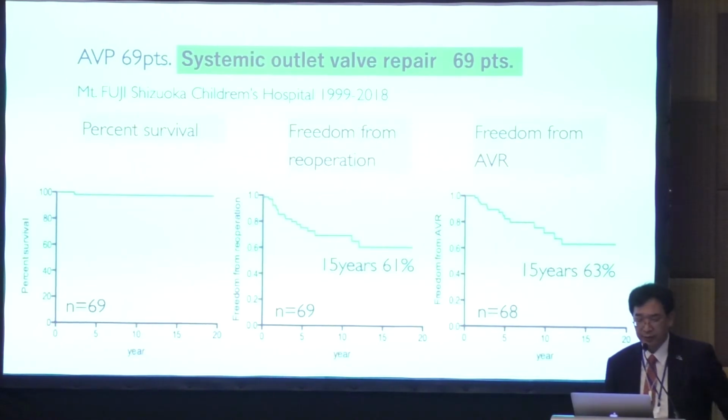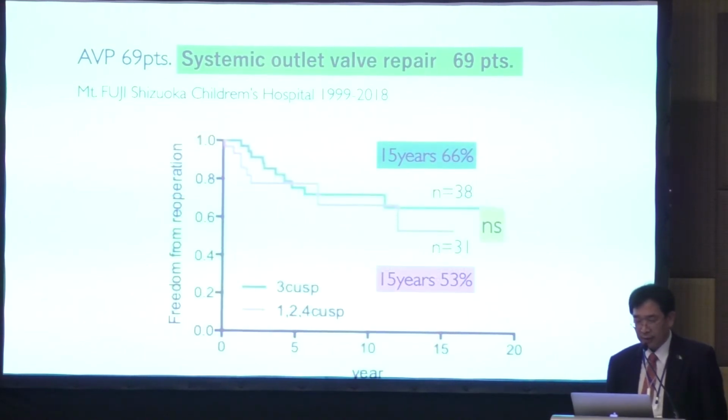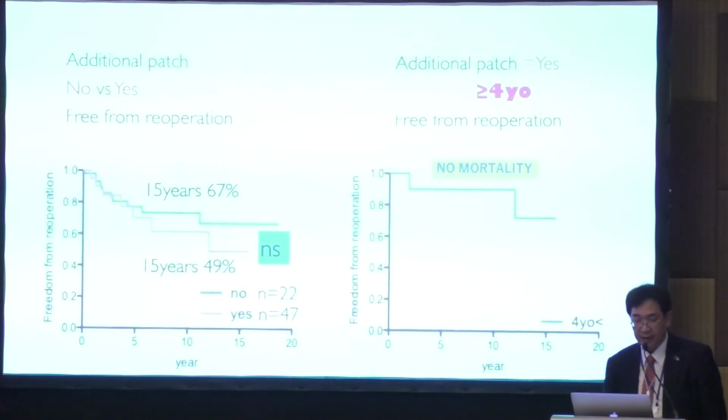Percent survival is good, so it's usual. And freedom from reoperation at 15 years is 61%. Freedom from reintervention is almost the same. Not so good, generally. So it's better to check the systemic outcomes. The 3 cusp group and the 2 cusp or 1 cusp group are almost the same, together with cusp extension and others. And this one is freedom from reoperation in patients with additional patch, no and yes.